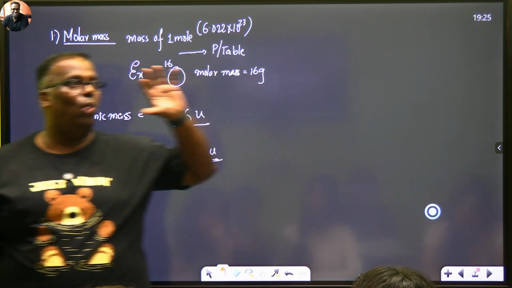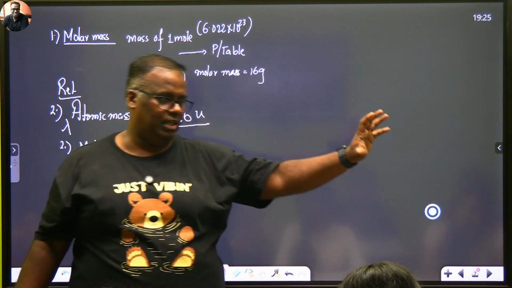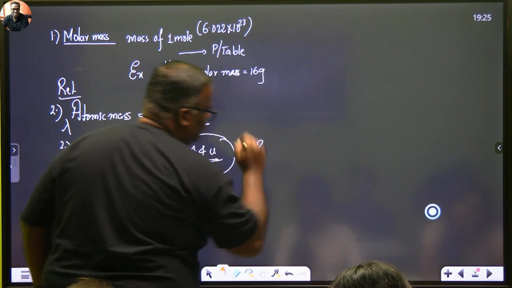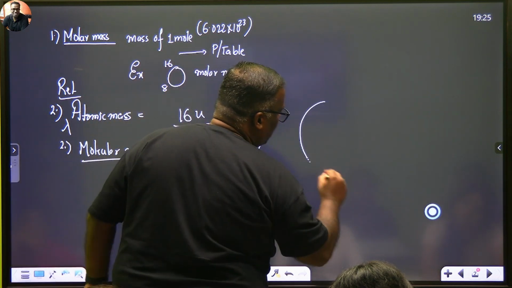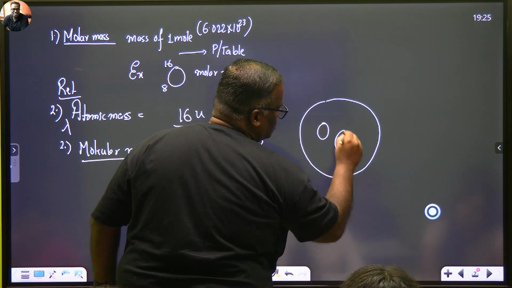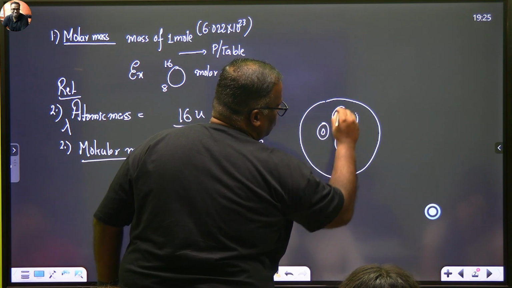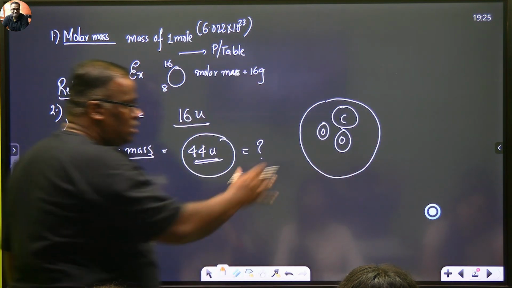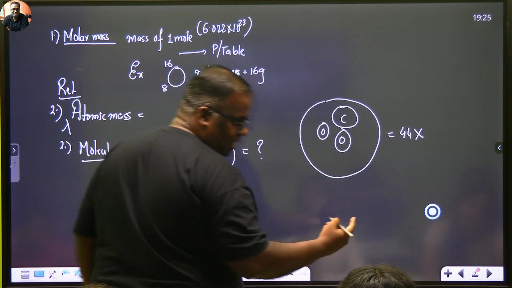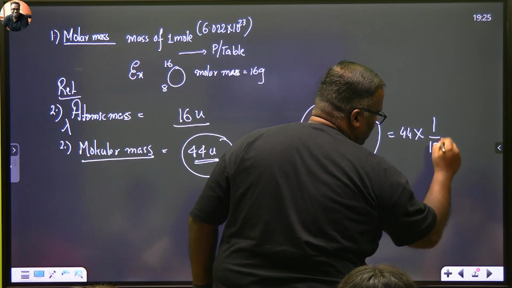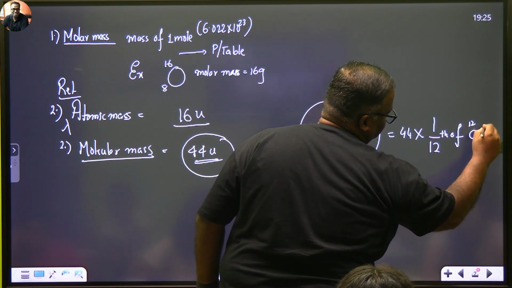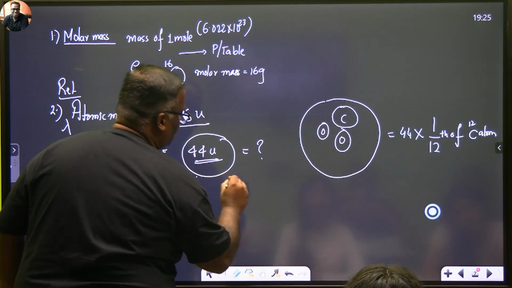Mass of 1 molecule. Okay. Now, if somebody asks you, what do you understand by 44U? You say that when you have 1 molecule of carbon dioxide, inside it what do we have? 2 oxygen atoms. And what do we have? 1 carbon atom. This is a molecule. This molecule is 44 times as heavy as 1/12 of a carbon 12 atom. This is the definition of 44U.